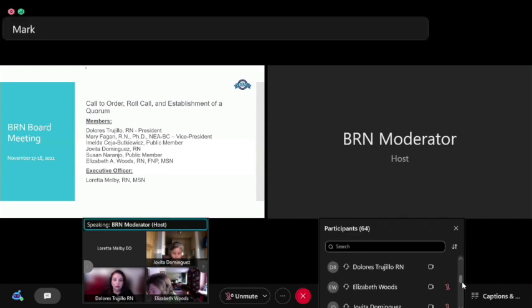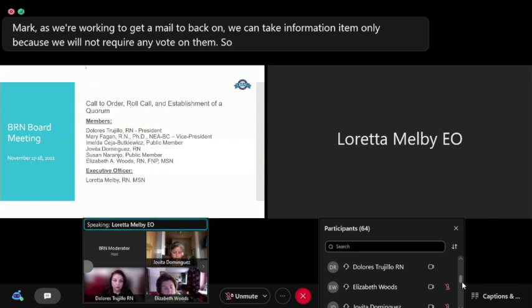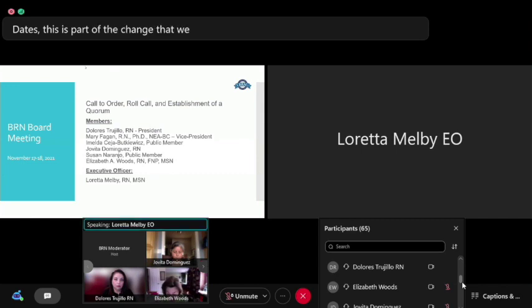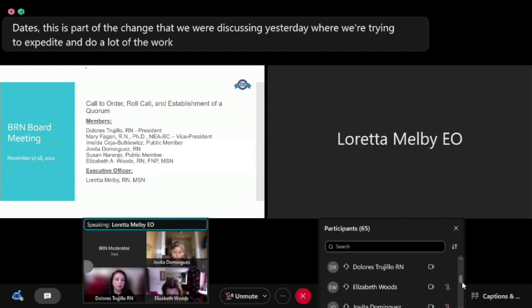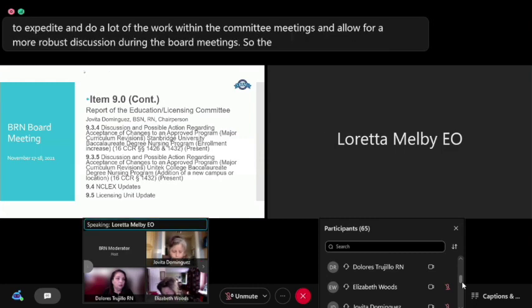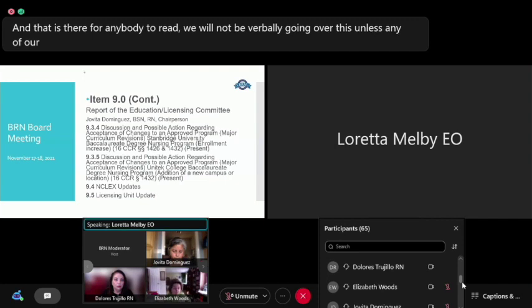Mark, as we're working to get Imelda back on, we can take information items only, because we will not require any vote on them. I'll give a quick update on 9.4, NCLEX updates. This is part of the change we were discussing yesterday, where we're trying to expedite and do a lot of the work within the committee meetings and allow for a more robust discussion during the board meetings. The NCLEX update is a report included in the materials package for anybody to read.